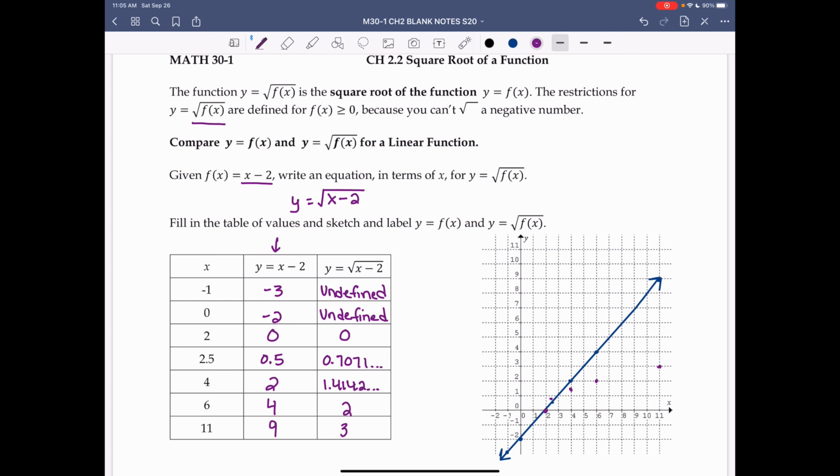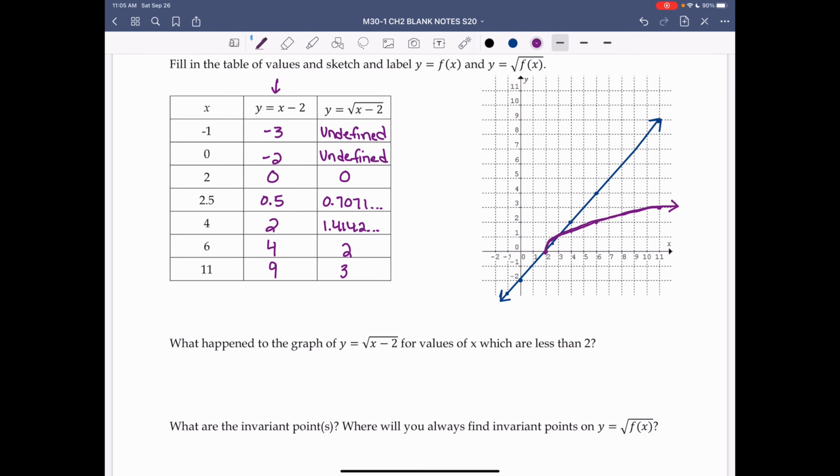So we can join those points to draw the graph of our function y equals the square root of x minus 2. Notice that the graph of this function goes above the graph of the original function between 2 and 3, and then it's below that after.